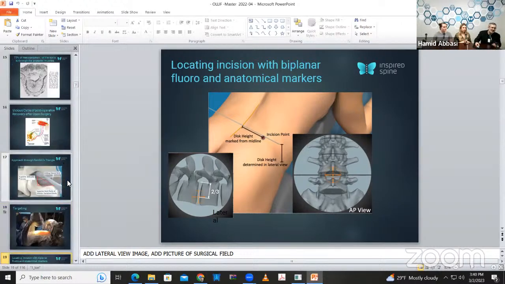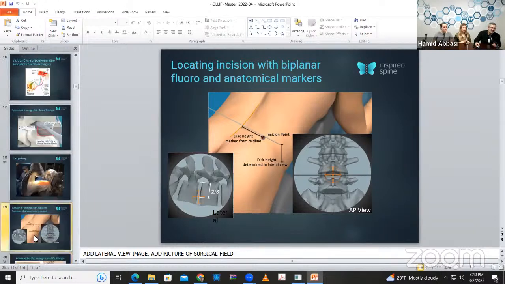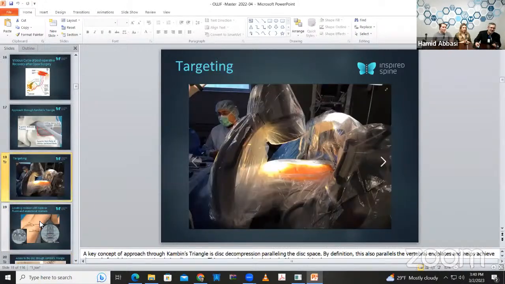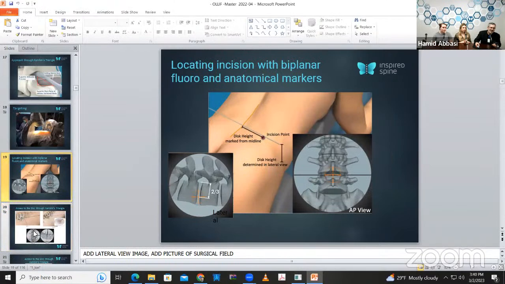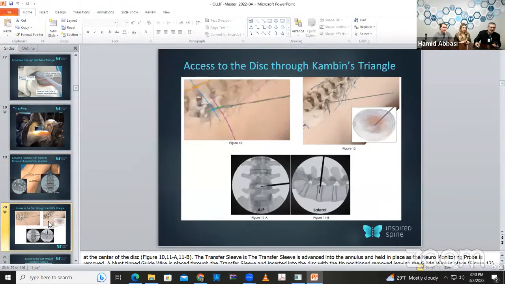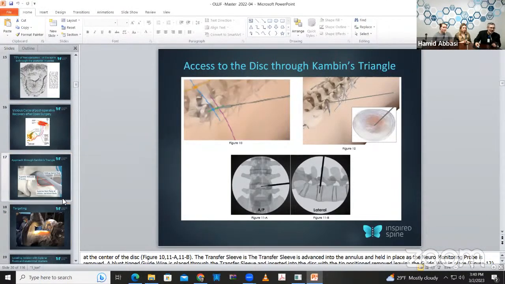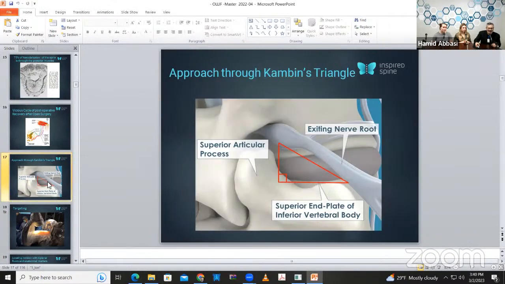Meaning that I use two C-arms here and a trajectory that gets me to a place we call Kambin's triangle. This place is almost the size of your index fingernail. And this was discovered about 40 years ago, but our technology was never good enough to do that.